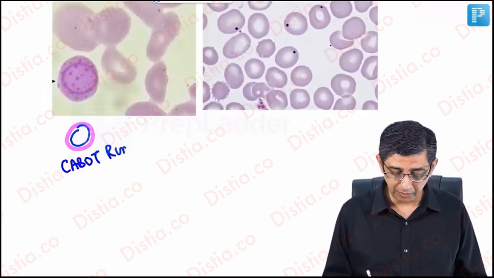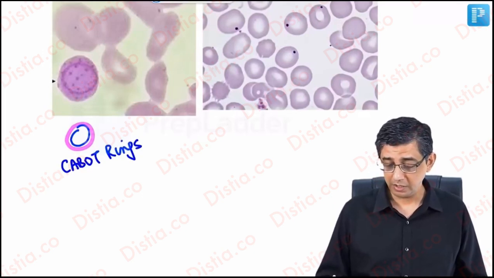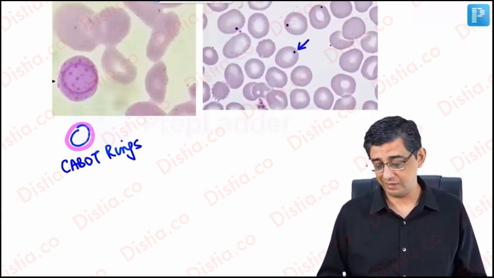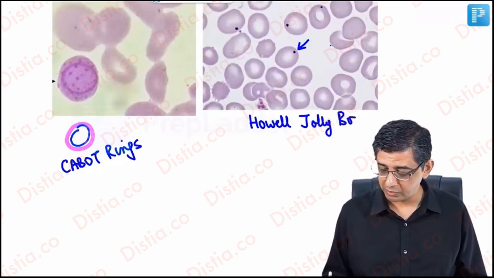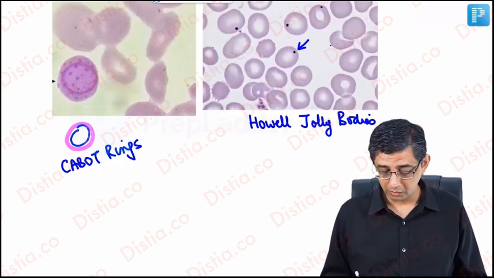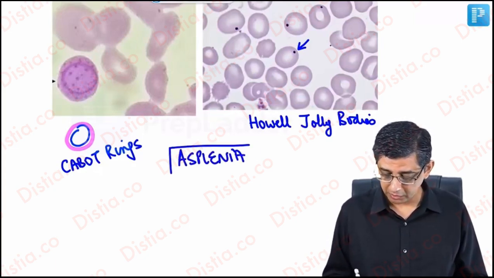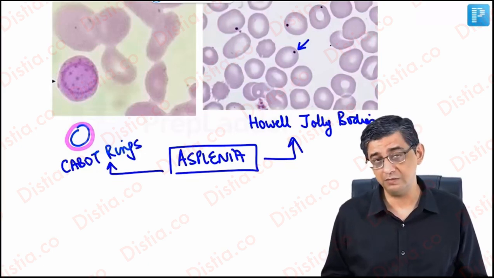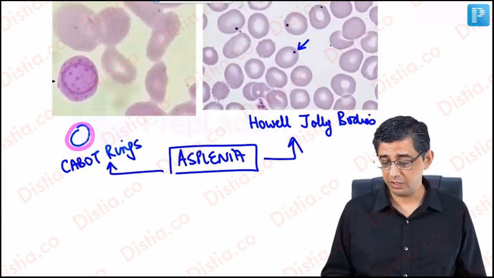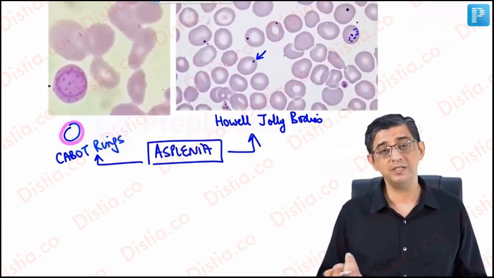Cabot rings are usually found in patients of asplenia, though there are multiple causes for them, but yes, one of them. And the second, you can notice a basophilic spot inside the red blood cell that is called Howell-Jolly bodies. Both of these are features which would be encountered in patients who have undergone a splenectomy. So I would like you to remember asplenia is responsible for development of these two manifestations, in contrast to Pappenheimer bodies, which are described in sideroblastic anemia. And Pappenheimer bodies will have, in fact, multiple bluish spots like this present inside the RBC.